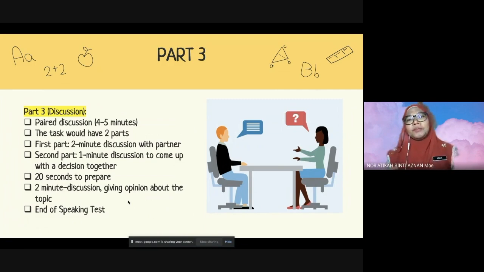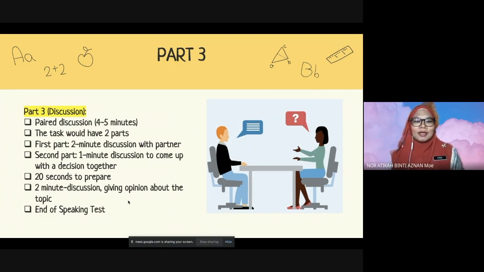You have to give opinion about the topic. You have to talk about the topic. You have to discuss in further. Basically, you have to refer to the question, look, and try to respond. And you have to take turn. You cannot just, you are the only one who talk, another one do not have the chance to speak up. So you should be fair.